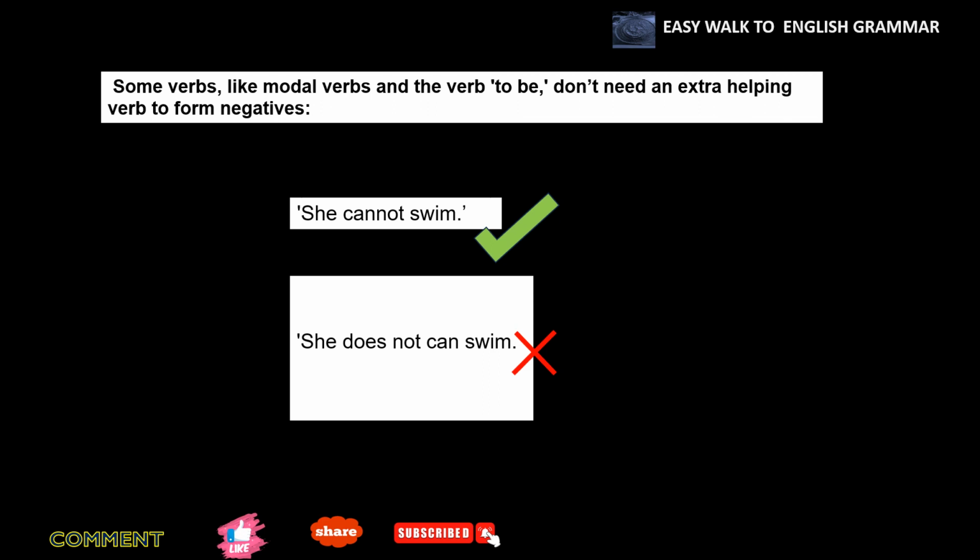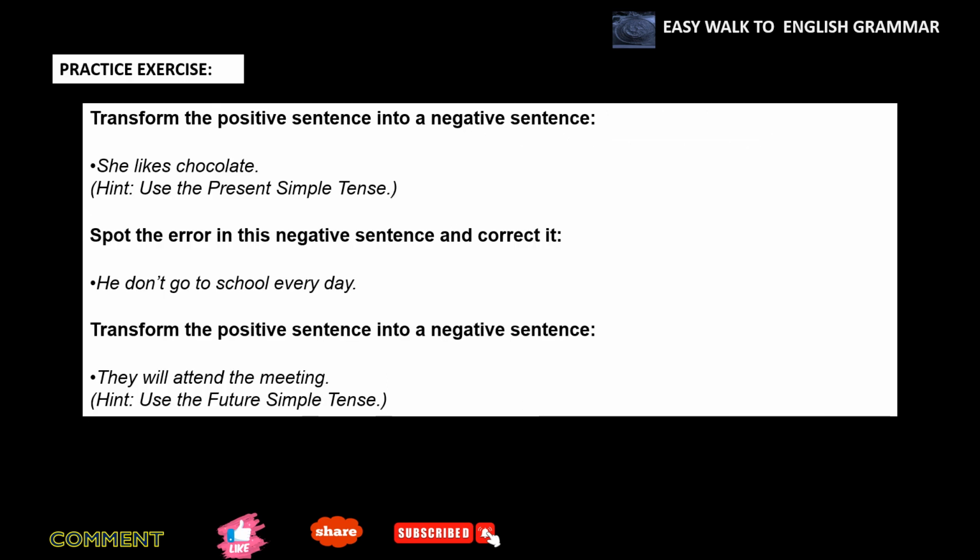By avoiding these errors, you'll create negative sentences that are clear, correct, and easy to understand. Let's keep these tips in mind as we continue practicing. Here, we are moving on to a practice section. Transform the positive sentence into a negative sentence. She likes chocolate. Use the present simple tense.